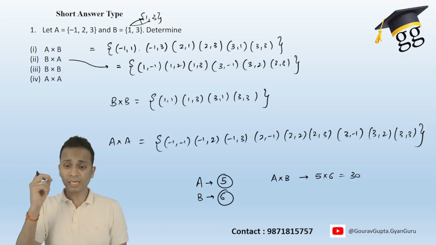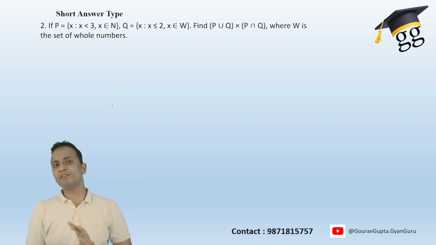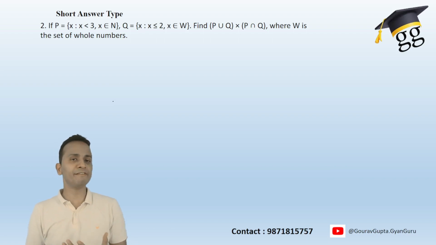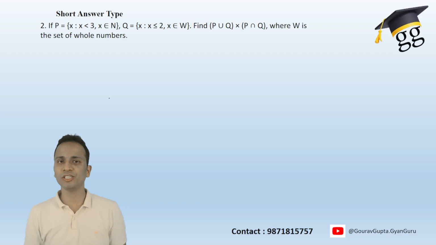Okay. Now with this, let's move on to our next question, question number 2. You have to be very careful with the predefined sets that are used in these questions, the sets of real numbers like natural numbers, integers, whole numbers, rational numbers, and so on and so forth.